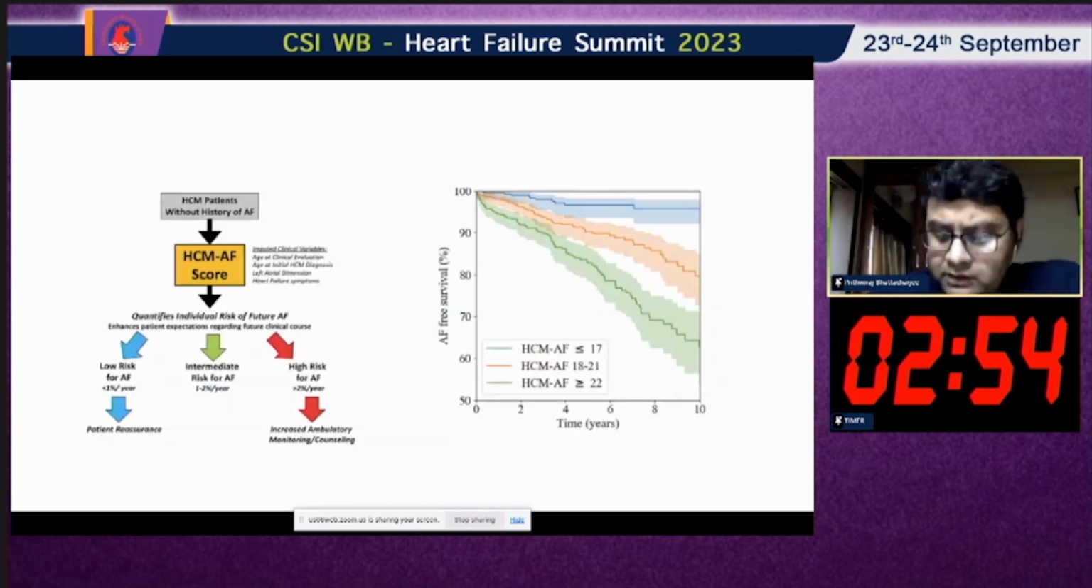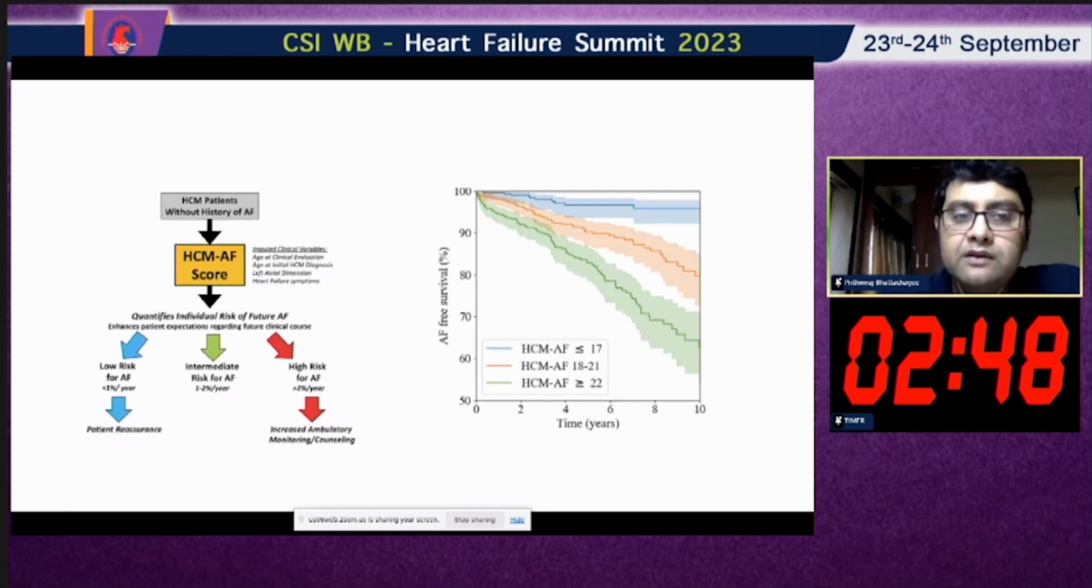So CHA2DS2-VASc score is not a good option to assess the risk of stroke in patients with HCM, and there is a HCM-AF score proposed, which has multiple points, including the age at clinical evaluation, age at initial HCM diagnosis, left atrial dimension, and heart failure symptoms.